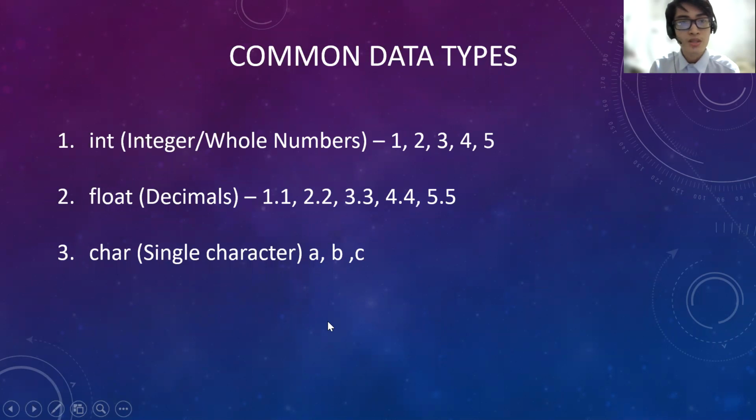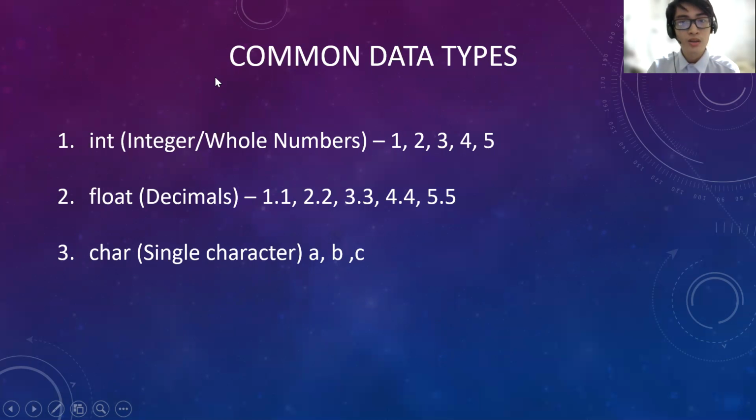So, common data types. So, we have int or integer. Inside ng data type na to, it can only contain whole numbers such as 1, 2, 3, 4, and 5. So, we also have float. So, pagkakaiba lang ni float kay integer, it has decimal numbers such as 1.1, 2.2, 3.3, 4.4, 5.5, at char. So this one only contains single characters.